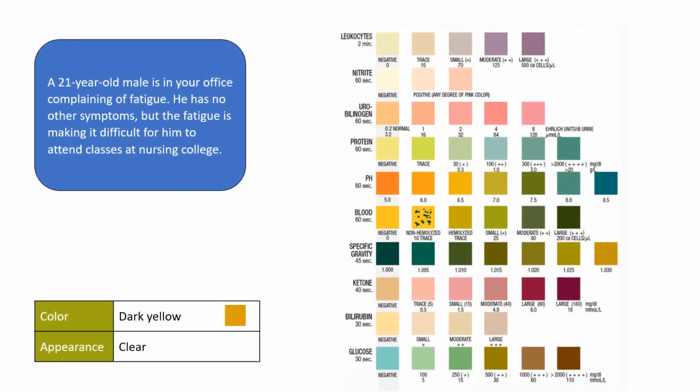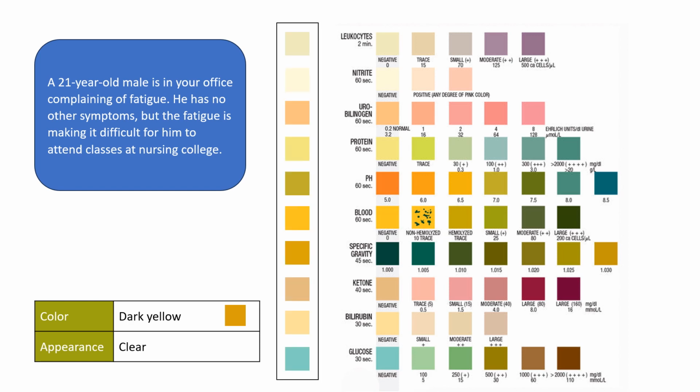And we're going to see our last patient of the day. It is a 21-year-old male, and he's complaining of fatigue. He doesn't have any other symptoms, so he's got no fever, blood pressure's normal. But the fatigue is making it difficult for him to attend classes at nursing college. So we start with a urine sample, and we can see it's dark yellow, but it's clear. And so we do the dipstick, and these are our results. So what do you notice?